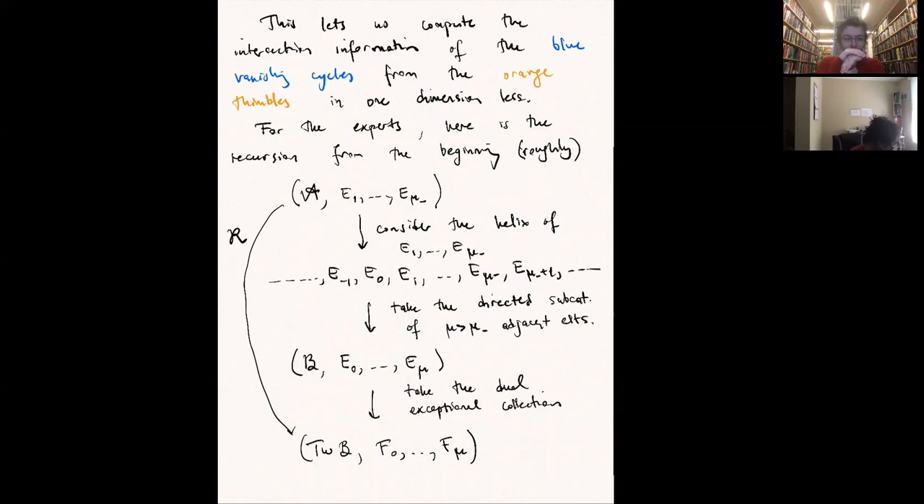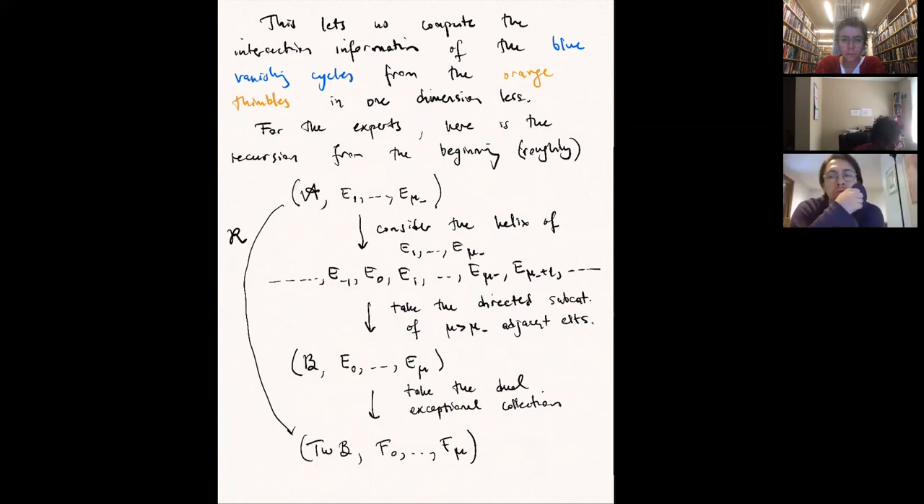And let me just end by saying what the algebraic recursion looks like. You start with some triangulated infinity category and some exceptional collection. This is for the experts, so I'm not going to try to define everything. There is what's called a helix with foundation given by this exceptional collection. That's an infinite collection of objects of this category.